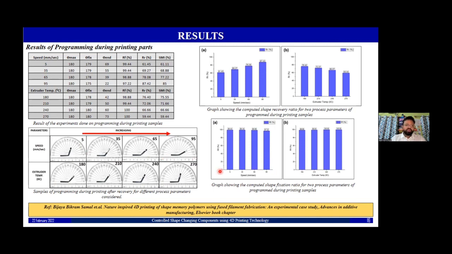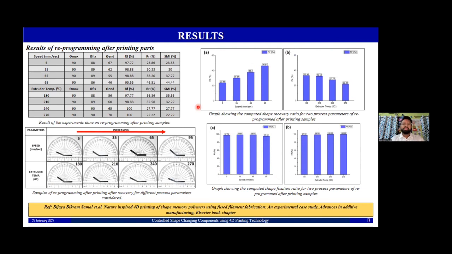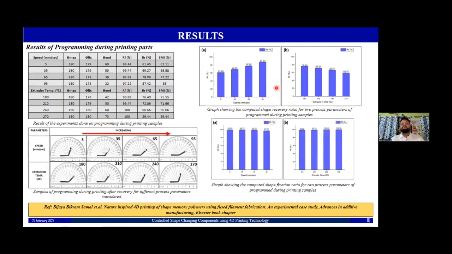So this is the result for reprogramming after printing, that is done separately as a part of post process. Here we can see that with increasing speed, the trend is the same, that is the shape recovery is increasing. With an increase in the extruder temperature, there is a decrement in the recovery, and shape fixation ratio is good for both of them. But the difference between the two is that for the reprogramming, we are getting only 50% recovery, but for programming during printing, that is the beauty of the FDM 3D printing process, it generally programs during the process only. So for that, we are getting more than 87 to 88% of recovery.